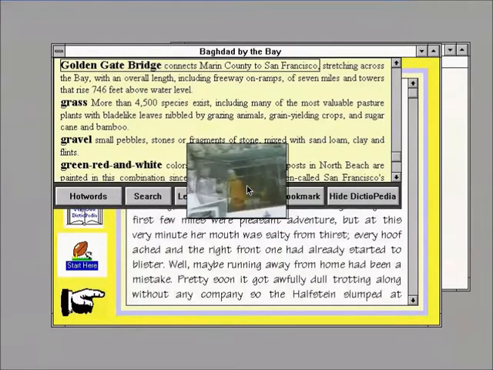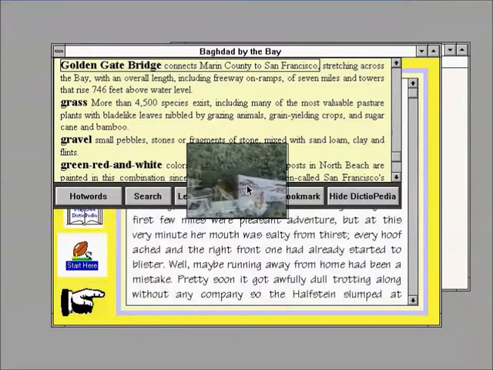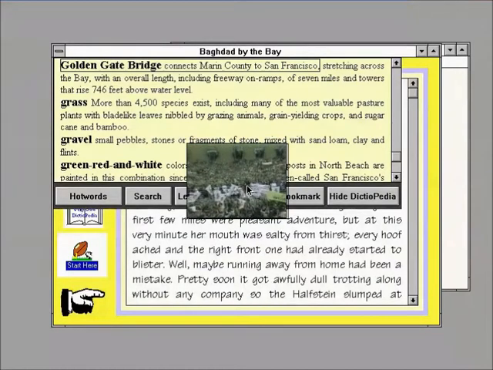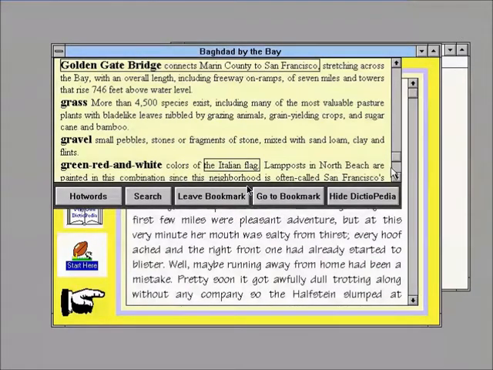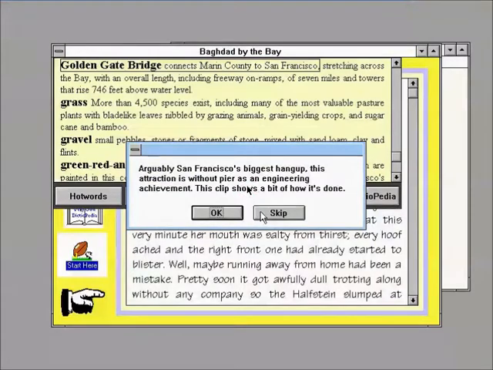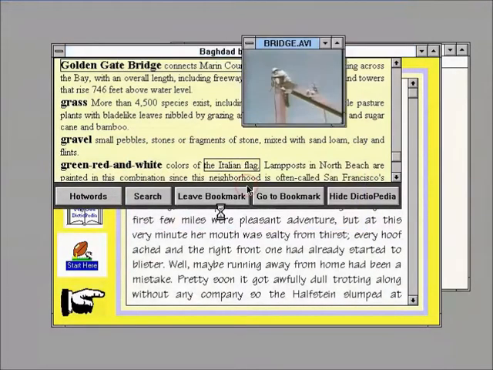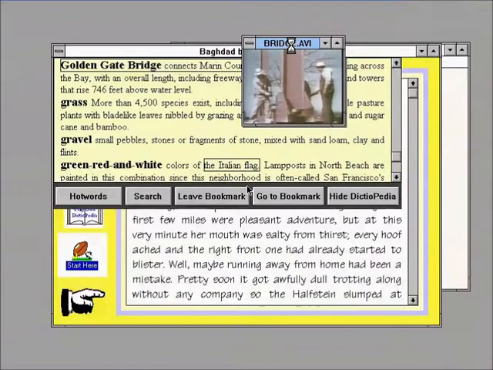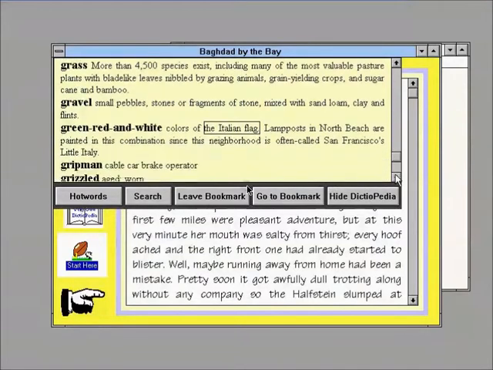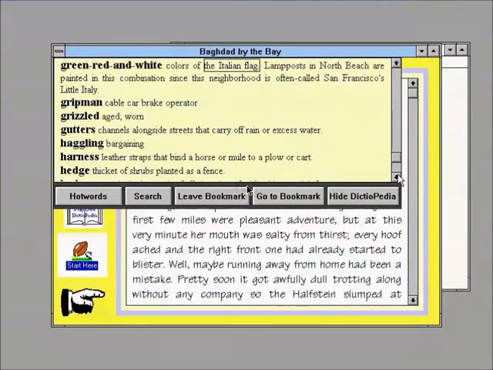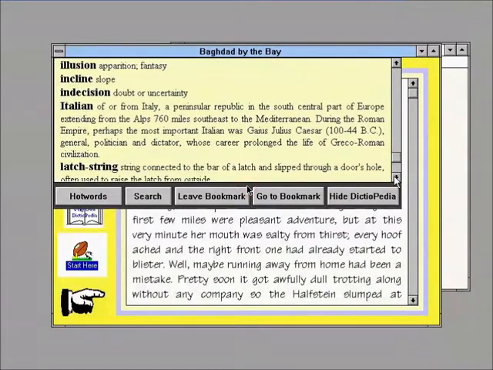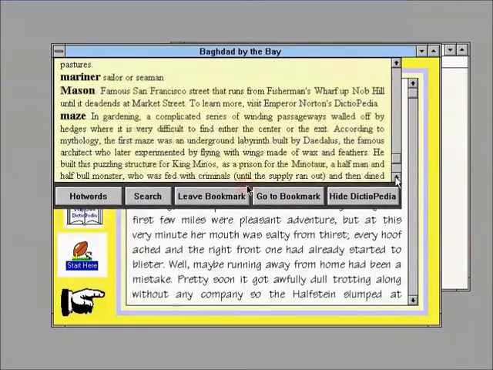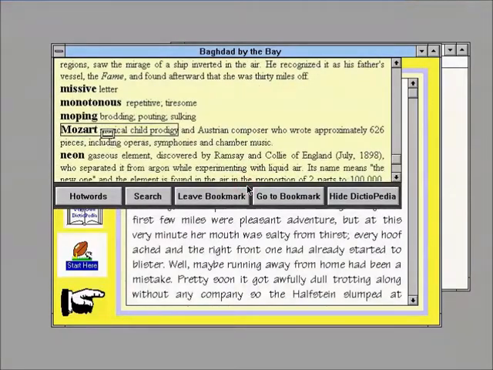Okay, so there's the Pope back then. I'm not really knowledgeable about this Pope thing. Golden Gate Bridge. And some more boring videos. A lot of them are boring in my opinion. Accuse me. Illusion. Mozart.